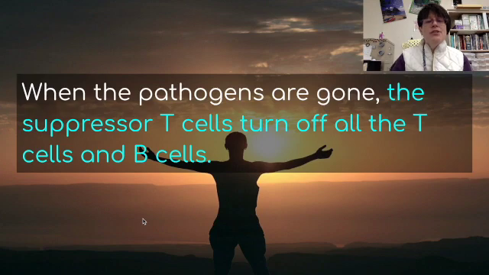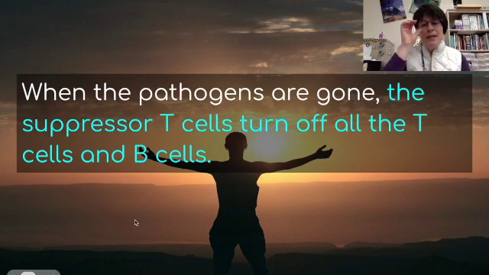Now, when the pathogens are gone, the suppressor T cells turn off all the T cells and B cells. So suppressor, when you suppress something, you put it down. So these are telling everything, okay, we're not in danger anymore. It's all gone. Time to deactivate. Okay, and so you've had a war going on in your body, and now it's like, oh, we have peace.